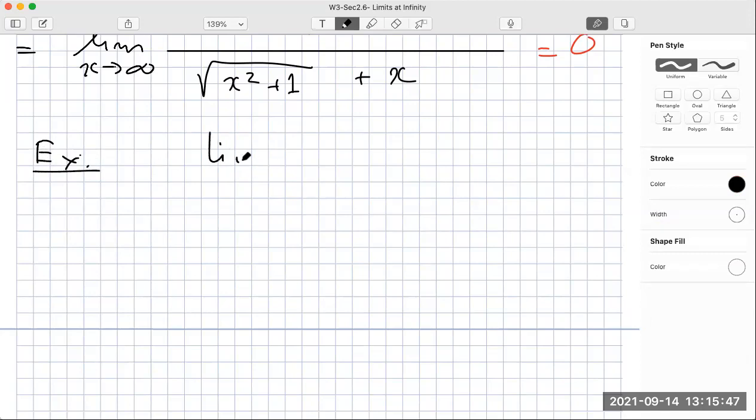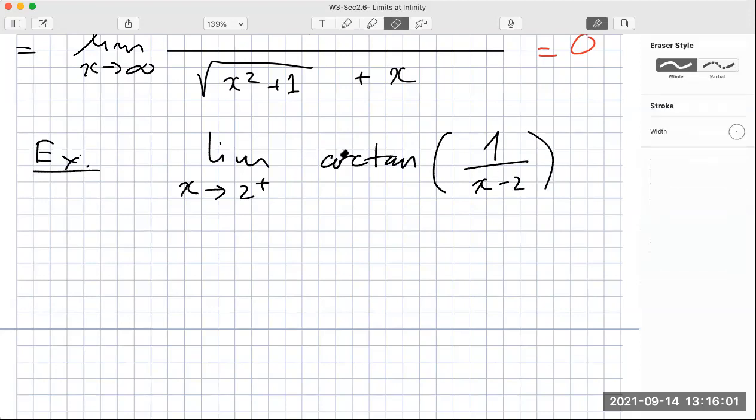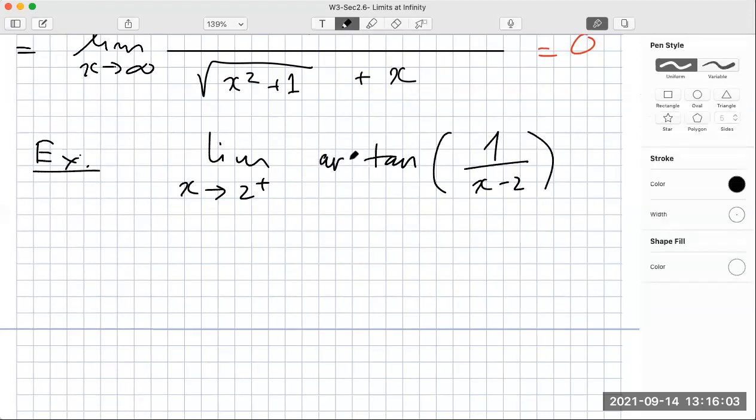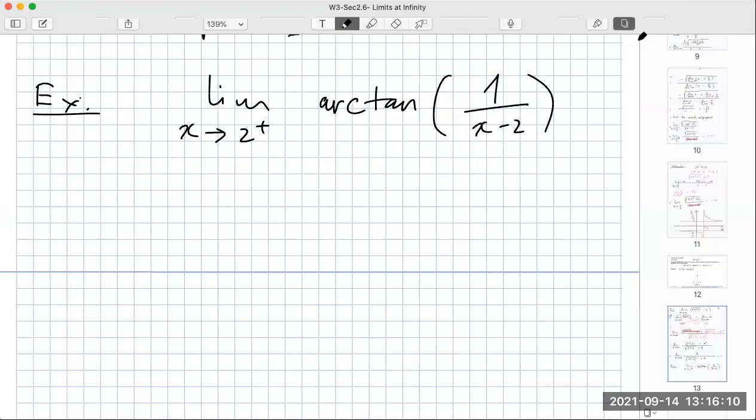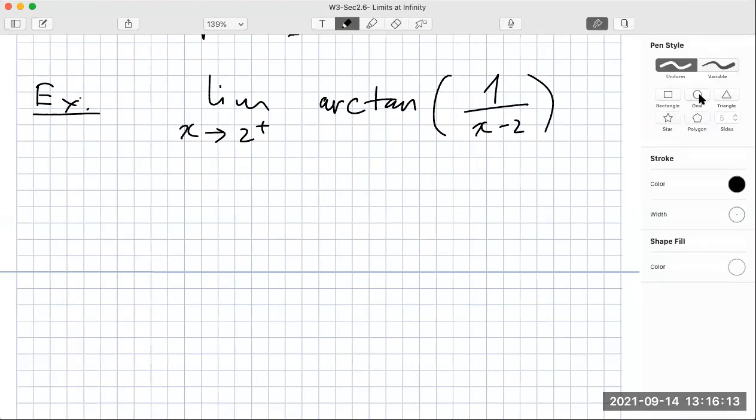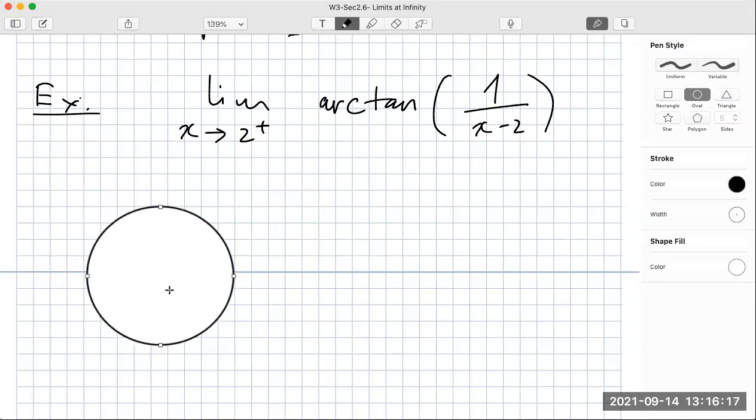Let us do one more example. This one is very quick. The limit as x approaches 2 from the right of arctan of 1 over x minus 2 here. Ooh, interesting. What should we do? We cry, right?